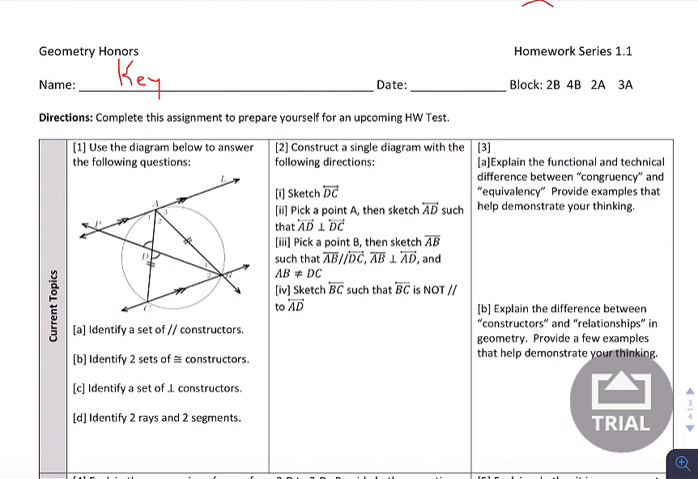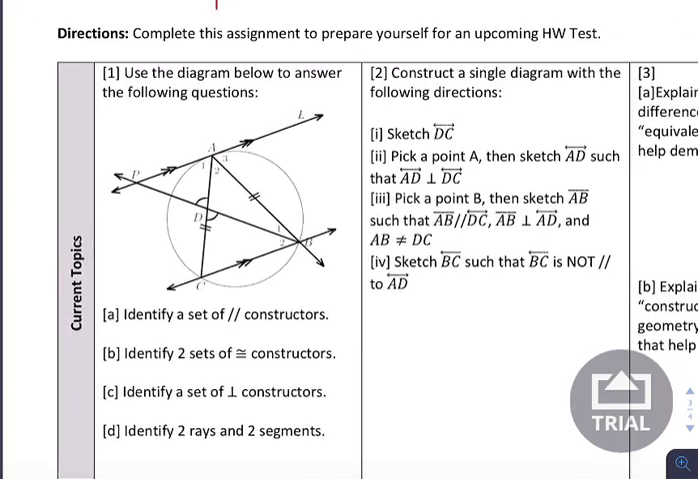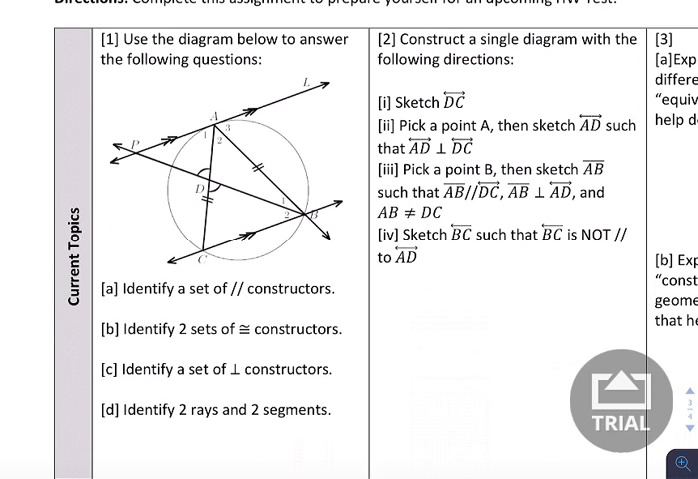Okay, everybody, let's talk about homework 1.1. So this has been a while ago, but now that we're at the end of the unit, it makes sense that all this stuff should be in review anyway. So let's just start with number one here. Use the diagram below to answer the following questions.